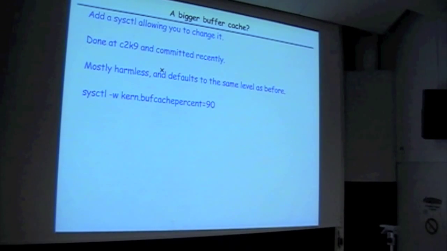You can now set this via a knob in sysctl in current. It's mostly harmless. It defaults to the same level as before, which is 10%, but you can now move this knob up. So sysctl -w kern.bufcachepercent=90 will now let the buffer cache grow up to 90% of your memory. And it will again fall back down at the lowest level to 10%, the former default. Previously it used to just reserve 10% of memory. Now it actually is allowed to grow and shrink.